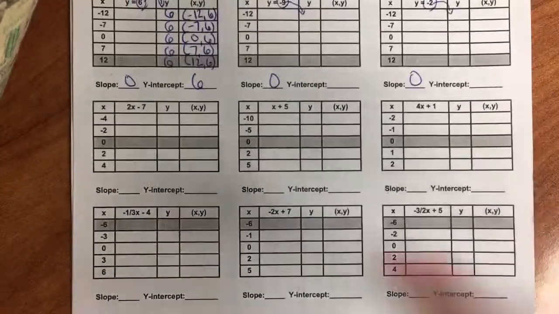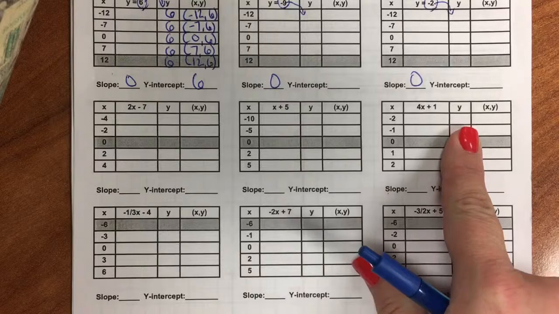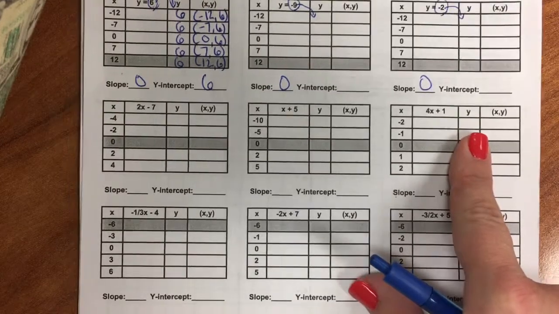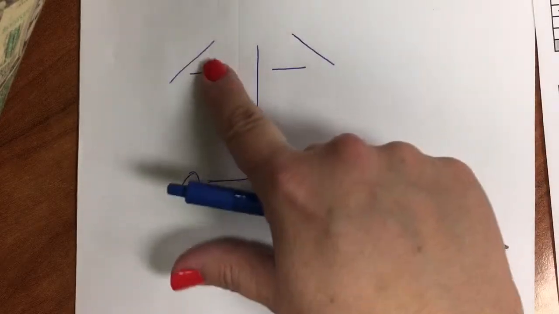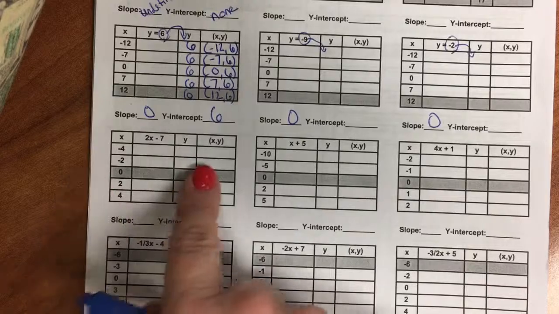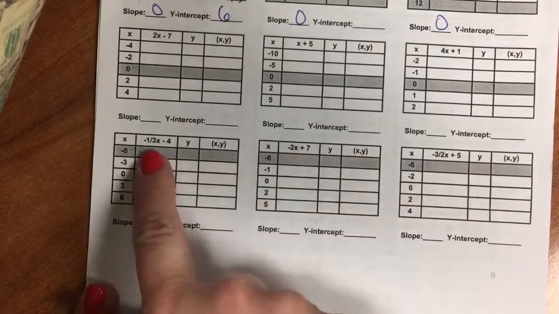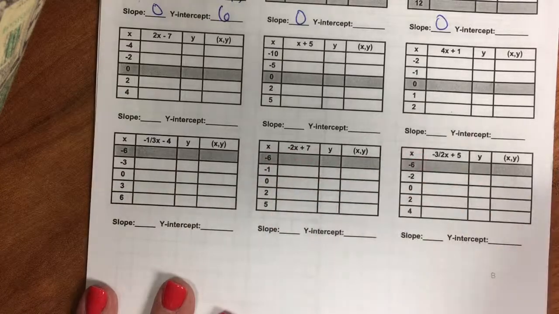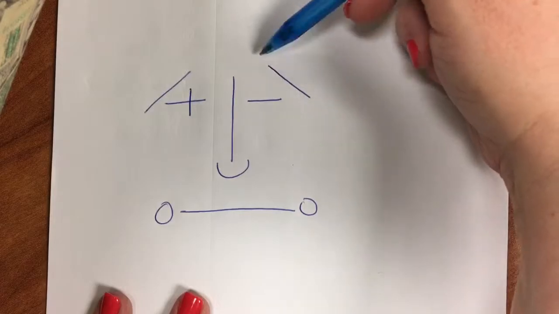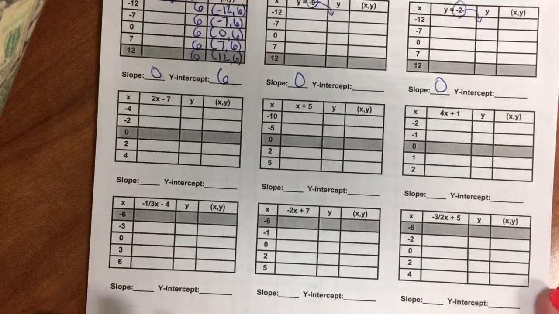Okay, the next three, these three are going to give you a positive slope. So all of these are going to slope like this. All right, so these three give me a positive slope. These three give me a negative slope. Okay, they're all negatives. So they're going to slope like this. All right. Okay, so now we're going to use our calculator.